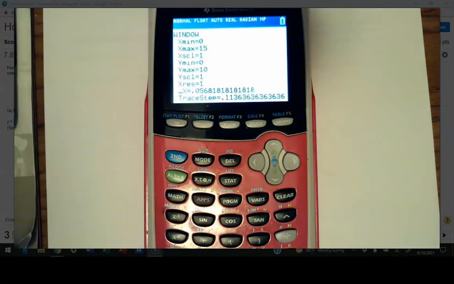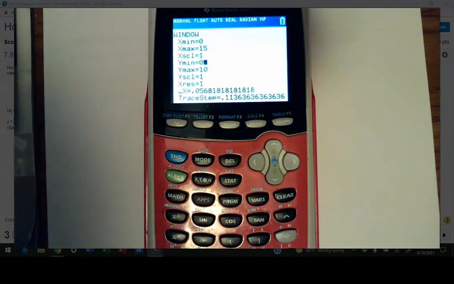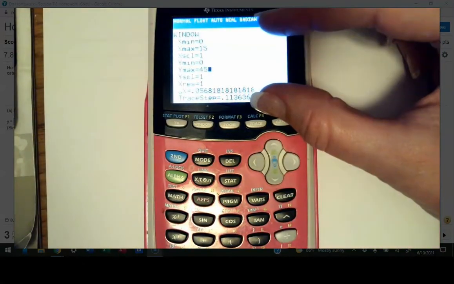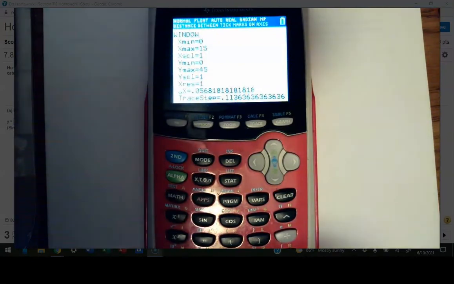Well, I've got a category 0. Actually, we're doing quantity, sorry, not category 0. So I'm doing a quantity of 0 all the way up to, I'm going to say 45 because I know I didn't have any 40s. So I'm going to say a Y max of 45. So the height of my window is going to be 45, and then it's going to tell me what my Y scale is. And then I'm going to go ahead and hit graph again.